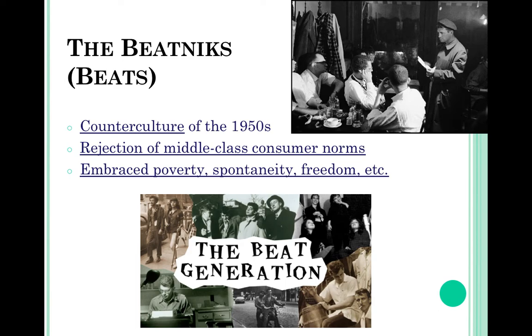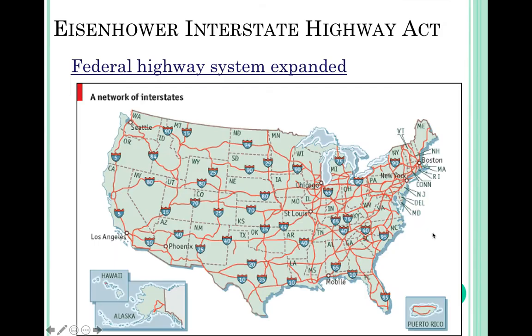And there is a rejection of middle-class consumer norms. So they don't want to embrace this consumerism. And so they're going to do what they can to be different. They're going to embrace poverty, spontaneity, freedom. And so there's this real backlash to the 1950s that happens. And much of their effort would inspire the 1960s hippie movement and anti-conformity.